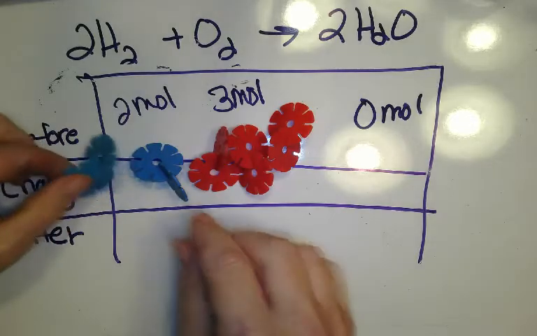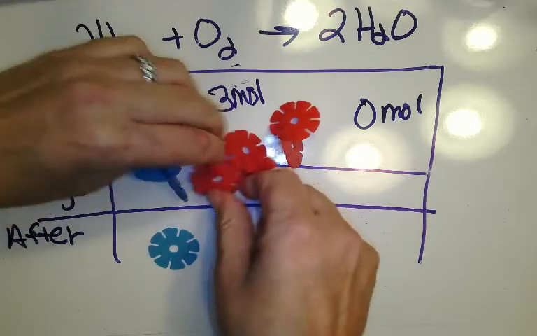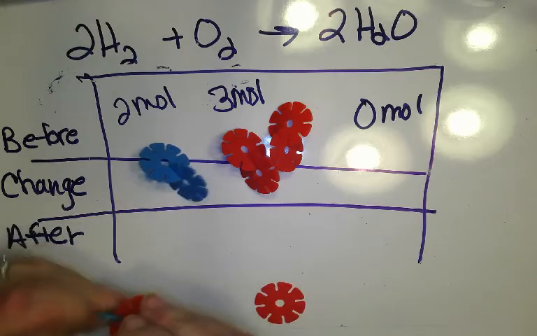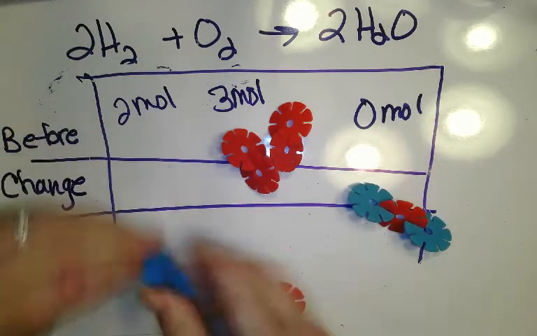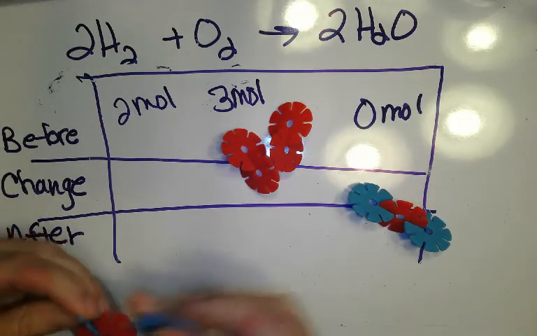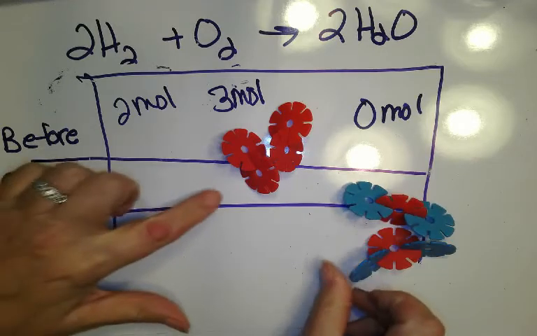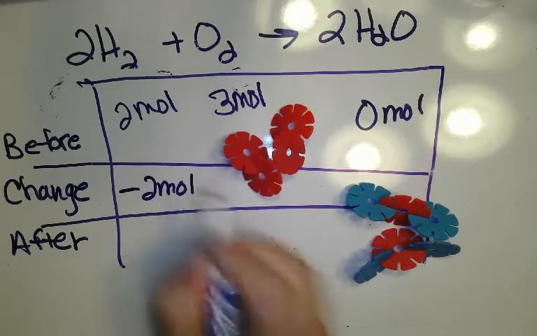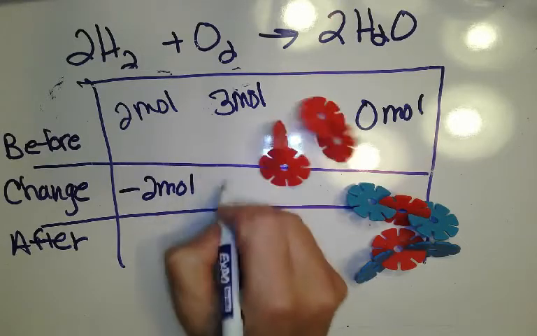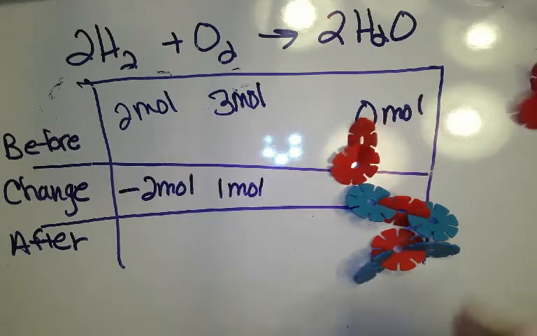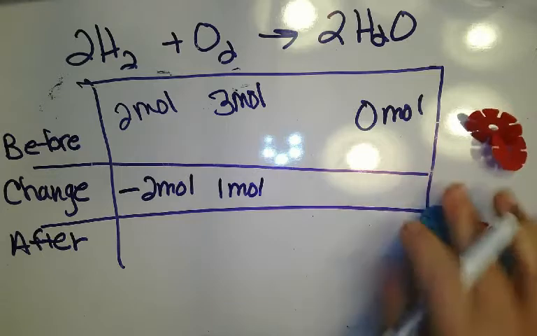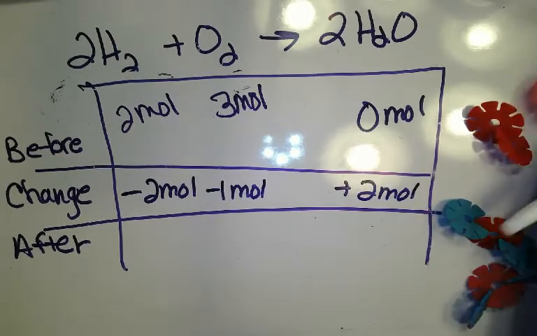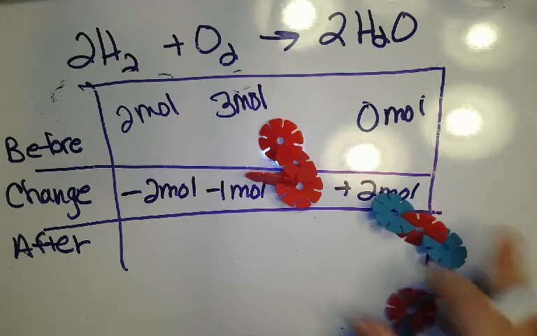So the first thing I do is I'm going to use up all 2 moles of my hydrogen. I used up all 2 moles. That's gone. Now, how many moles of oxygen was used up? Well, I used up 2 moles of this, and I used up only 1 mole of this. Okay, and you can see that I made 2 moles of water. Okay, so that's what happened in my reaction.